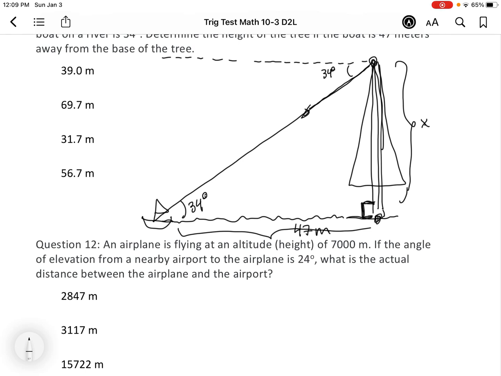We start by labeling sides, right? If we're using this angle, well, here's my right angle, so this is my hypotenuse. X is across from 34 degrees, so this would be my opposite side. And this is my adjacent.